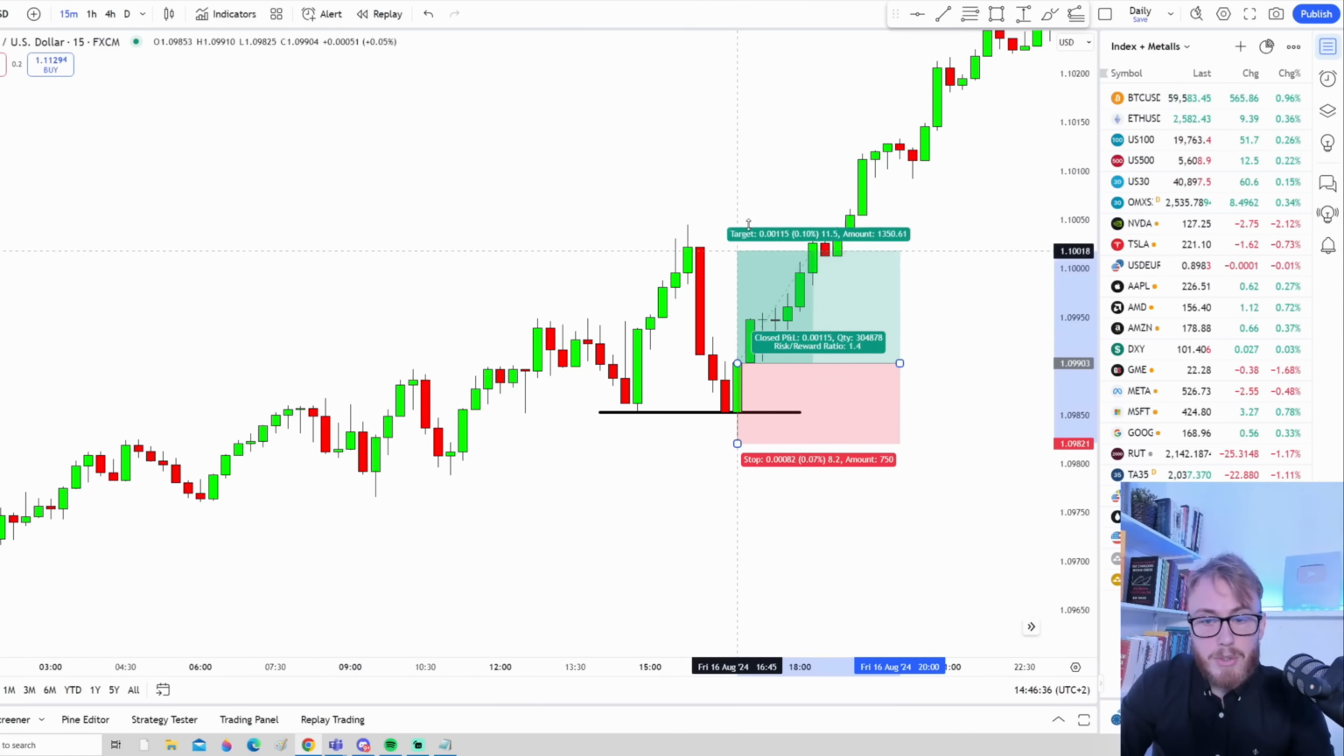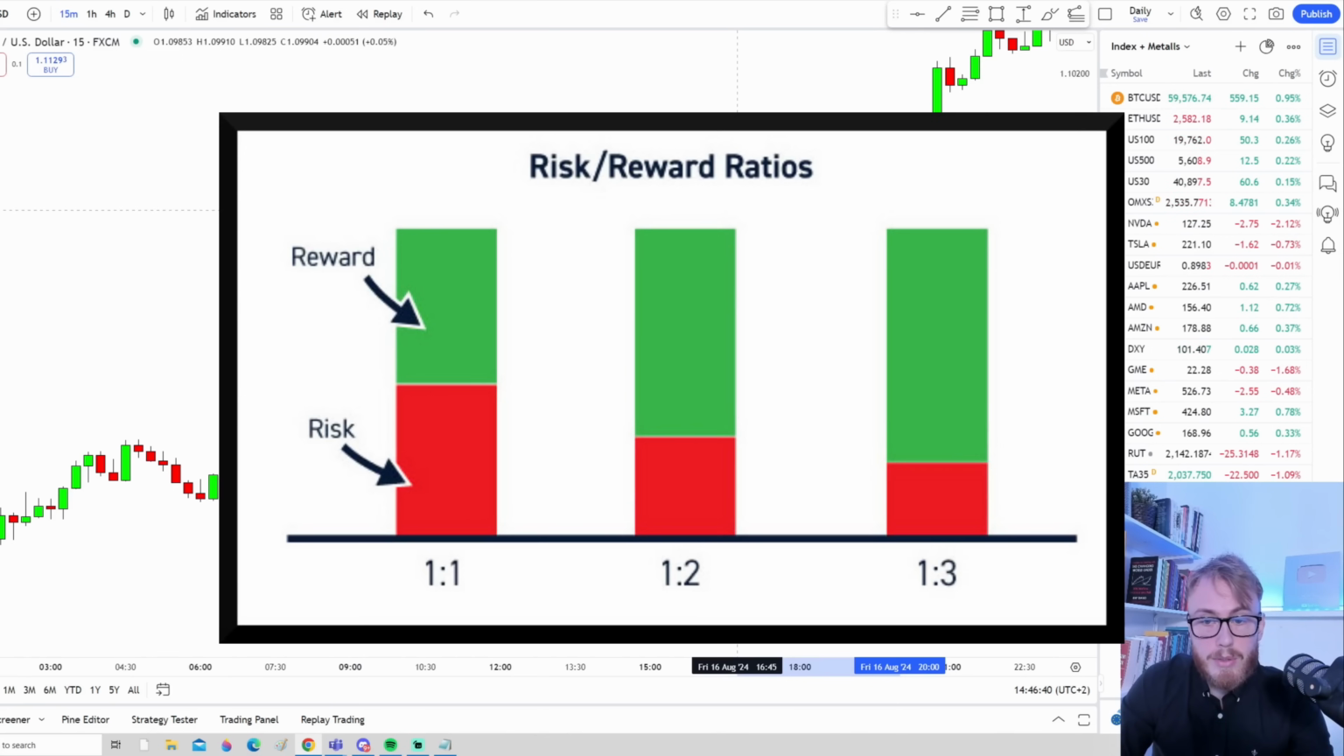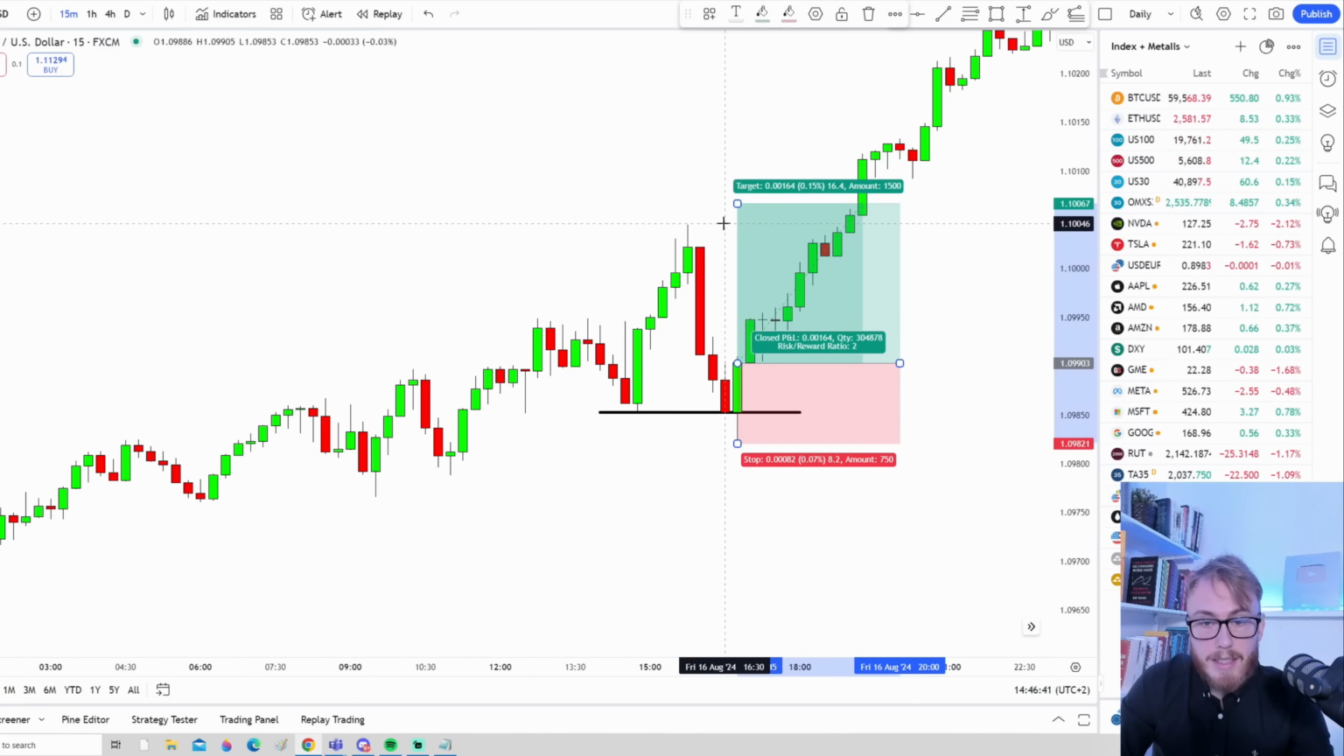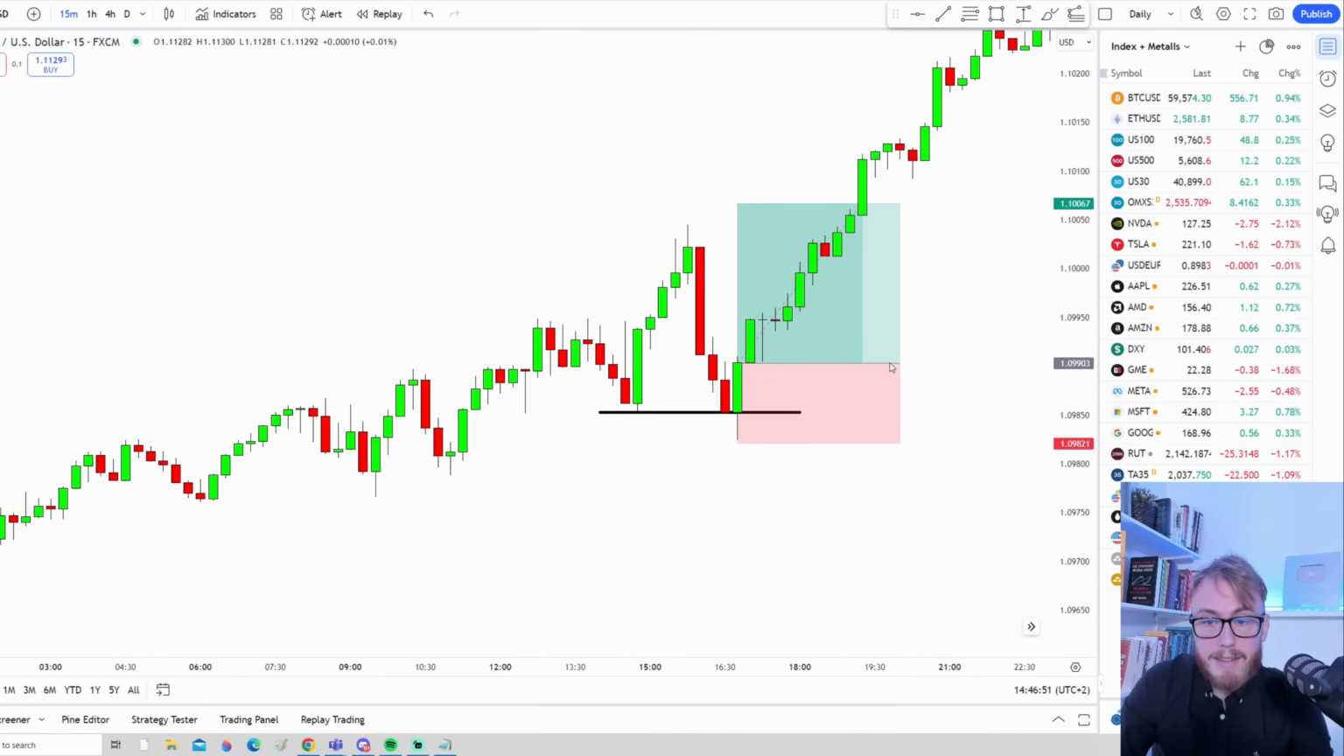Another method you can use here to set targets is to use a fixed risk to reward ratio. So what do I mean by this? Well, a very common fixed risk to reward ratio is 2-to-1. And this basically means that the reward you get from the trade is twice as much compared to what you lose if you lose the trade. So by using a 2-to-1 risk to reward, you don't even have to be right half of the time, because every time you win you will win twice as much.